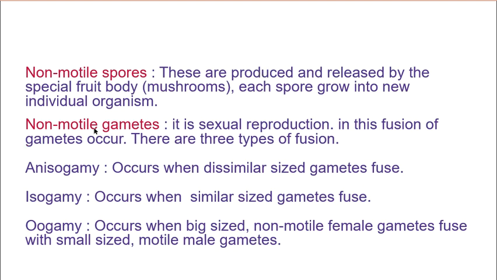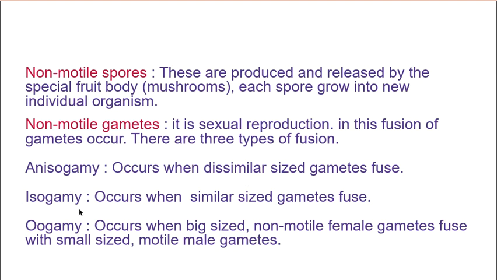Now finally, non-motile gametes, it's a kind of sexual reproduction. In this, fusion of gametes occurs. You all know when we talk about sexual reproduction, the fusion of gametes occurs. There are three types of fusion: anisogamous fusion, isogamous fusion and oogamous fusion. Now, anisogamous fusion is when dissimilar sized gametes fuse with each other. Means one gamete will be bigger and the second gamete will be smaller in size. So that is called anisogamous fusion.